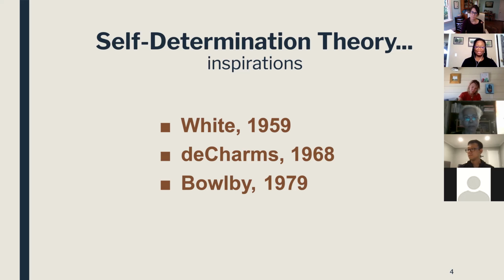De Charms in 1968 also influenced self-determination theory with his concept of personal locus of causality, in that the aim of behavior is to be the origin of one's own actions, rather than to be manipulated by external forces. So that brings into self-determination theory a more intrinsic feeling, so that people feel like they are in charge of their actions and not being led by extrinsic motivation factors.